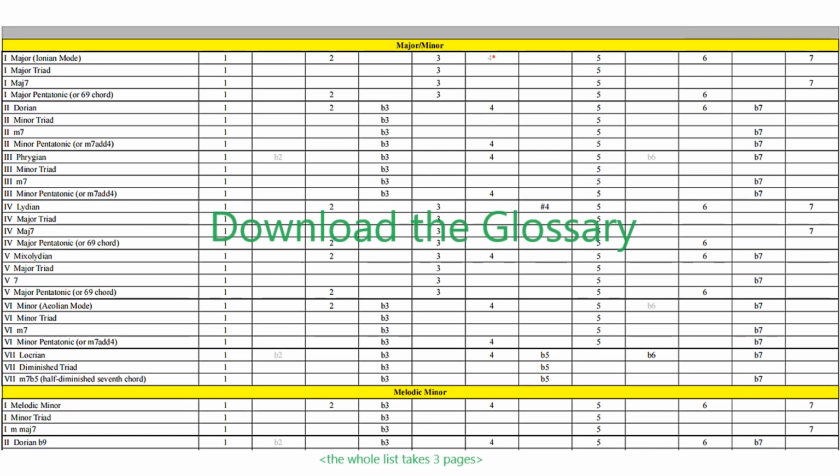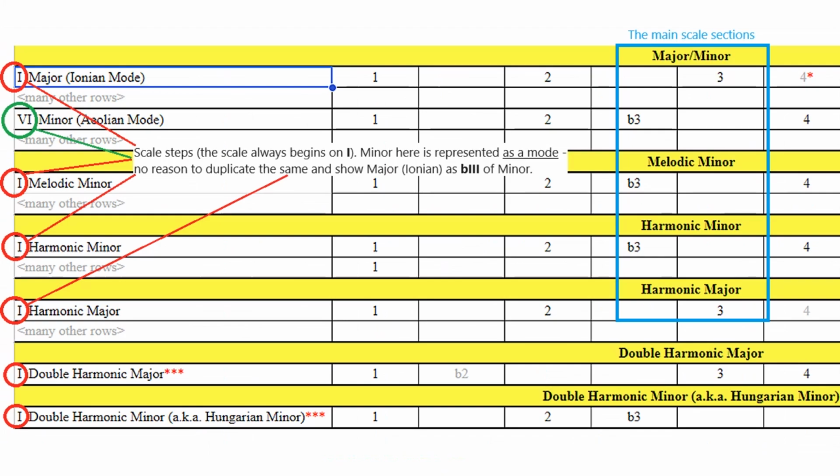The glossary is designed as a compact reference guide. We will be using it in this course constantly. Four big scale sections take most of the table space. They are major, minor, melodic, jazz or ascending minor, harmonic minor, and harmonic major.